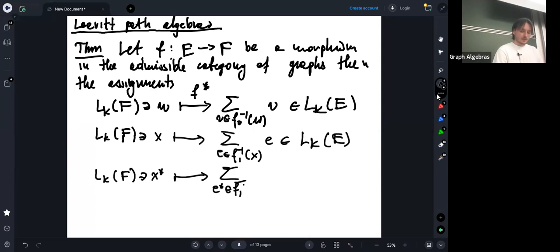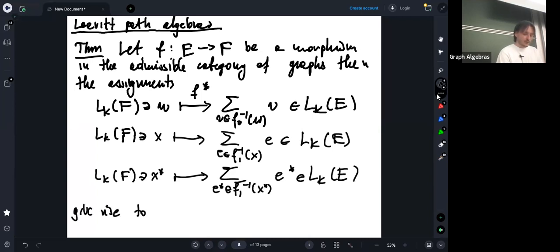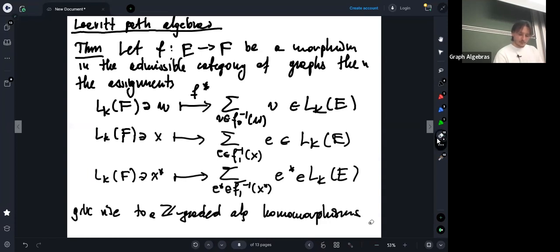You can extend this map to the star graph, like in Piotr's talk, and you get this, and you put it in L_K of E. Those assignments give rise to a Z-graded algebra homomorphism. Sorry, is this F bar the same as in Piotr's talk? Yes. Okay, thank you. So this is the same F bar.